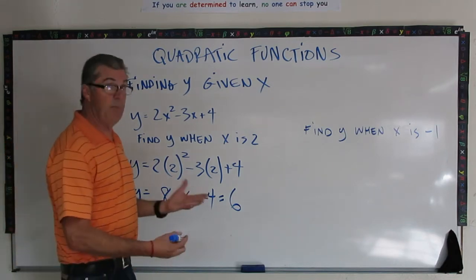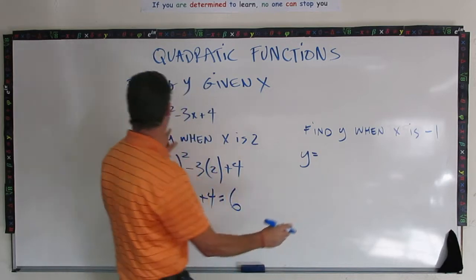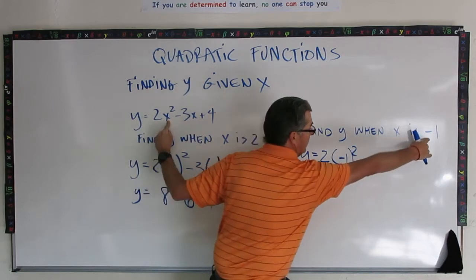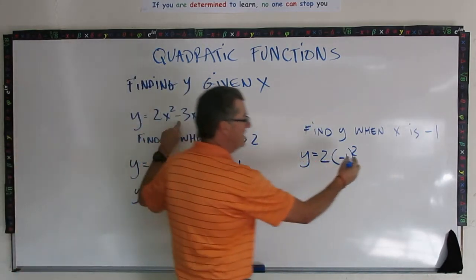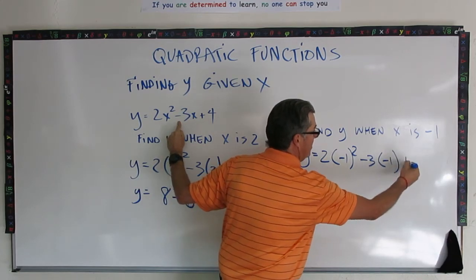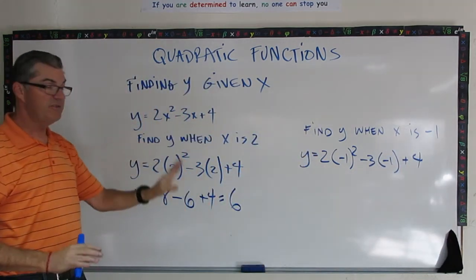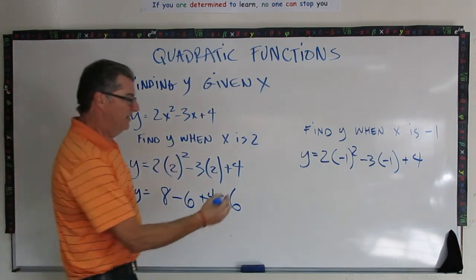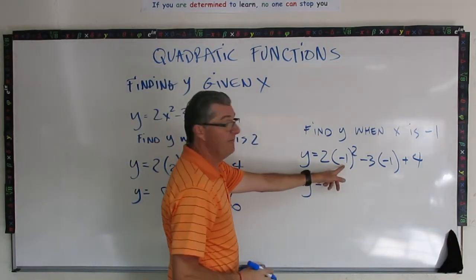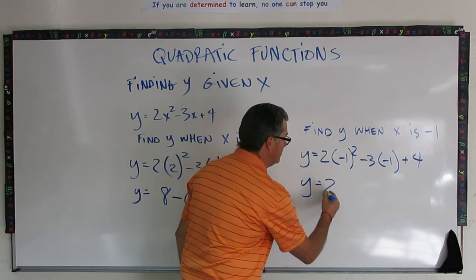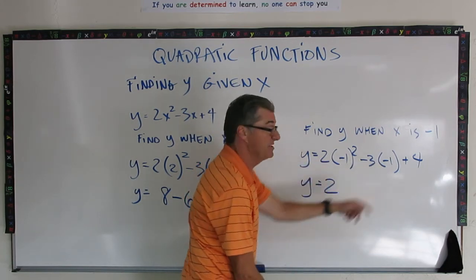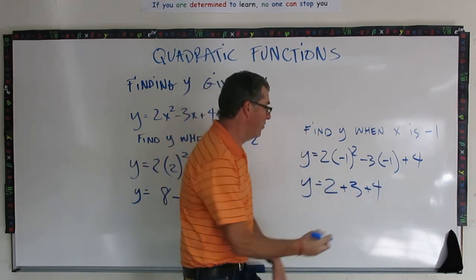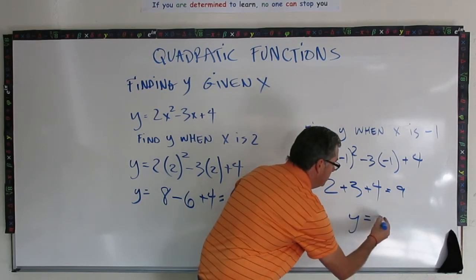Okay, let's see how you did. Plug-in step. Y equals 2 times x squared, so that's 2 times minus 1 squared, because I'm plugging in negative 1 for x, minus 3 times negative 1 plus our 4 from there. Okay, so that's a complete plug-in step. I didn't do any plug-and-chug math. I just plugged in my value for x. So let's go ahead and finish that off. Negative 1 squared is 1 times 2 is 2. Minus 3 times minus 1 is plus 3, and then plus 4. So we have 2 plus 3 plus 4, that's 9. So y equals 9.